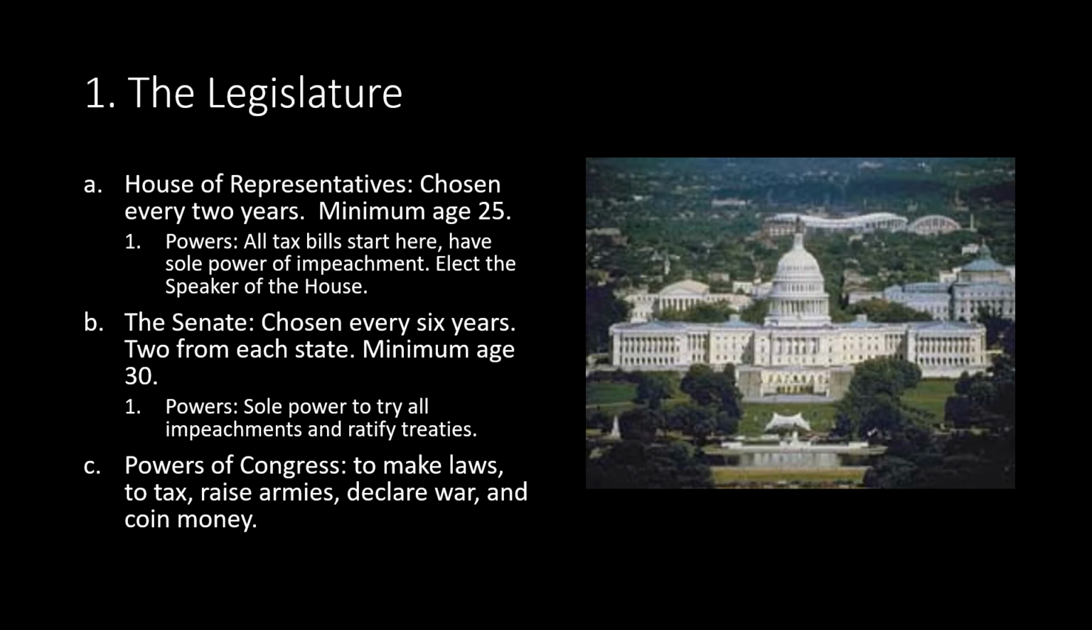The second part of the legislature is the Senate, chosen every 6 years, 2 from each state. The minimum age was 30 years of age. Now, in the original form of the Constitution, it was the state legislatures that chose the 2 senators. The powers: they had the sole power to try all impeachments and also to ratify treaties and confirm appointments made by the president. Together, Congress makes the laws, they tax, raise armies, declare war, and coin money.